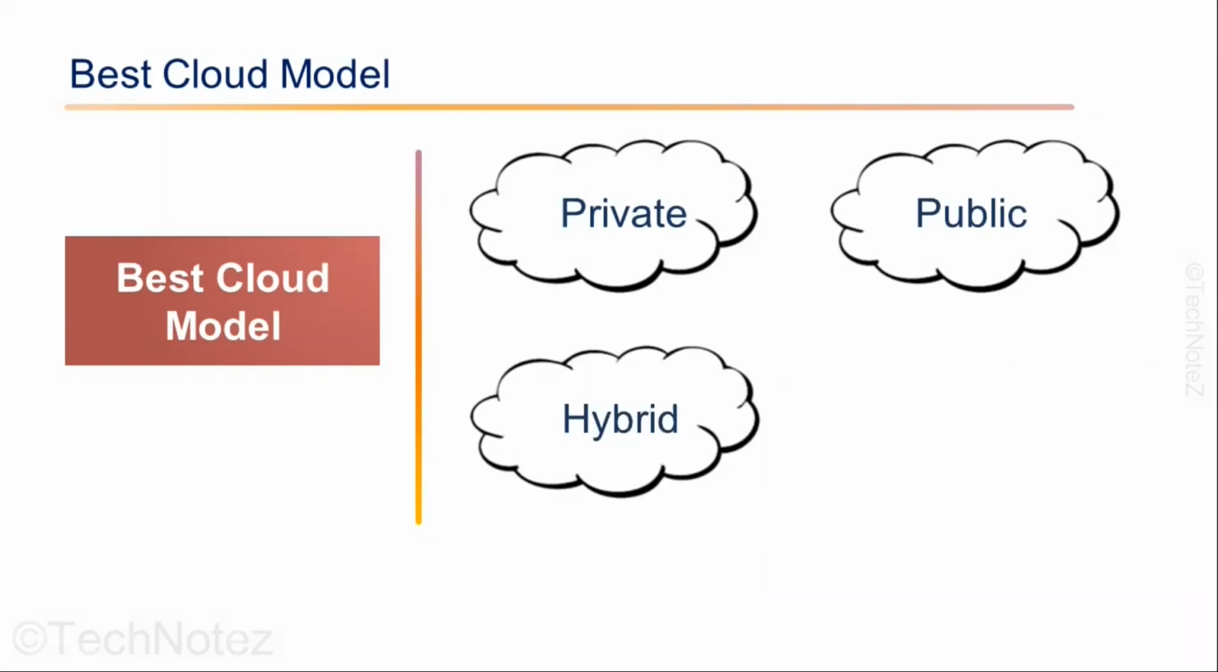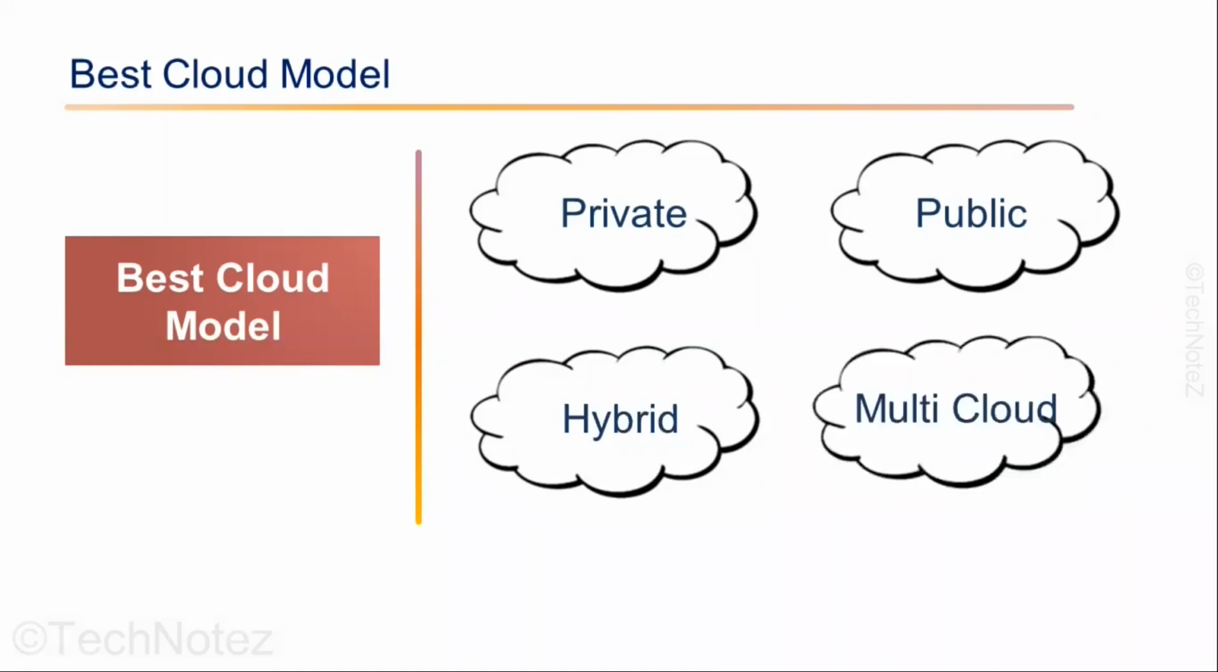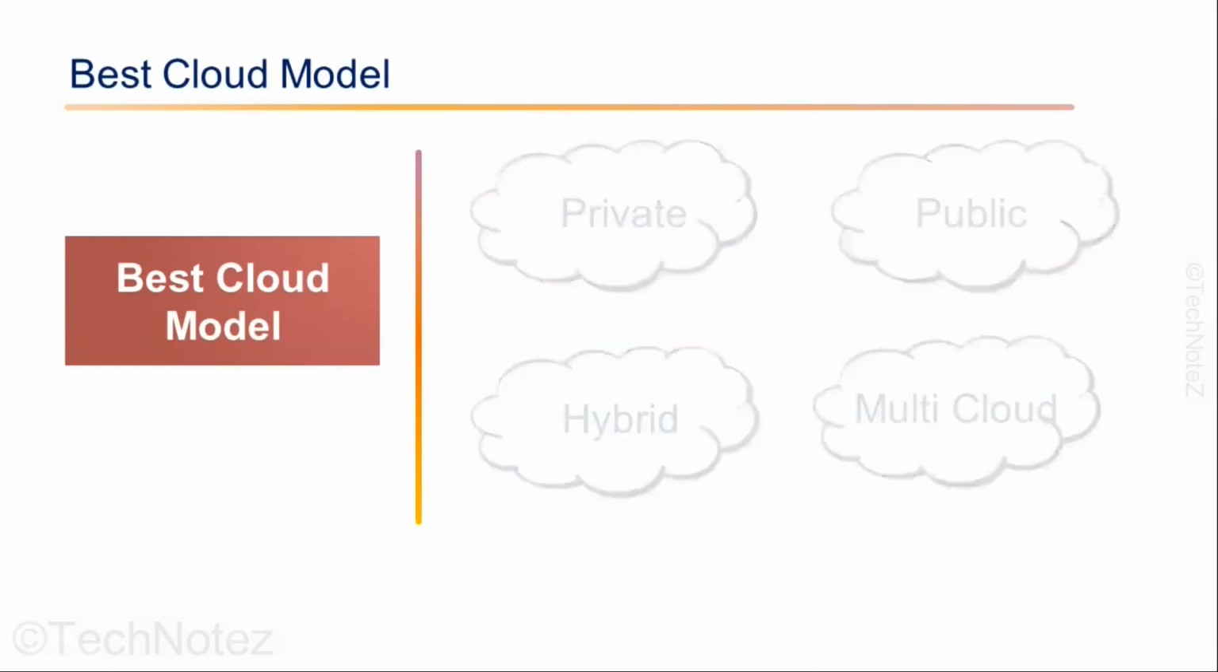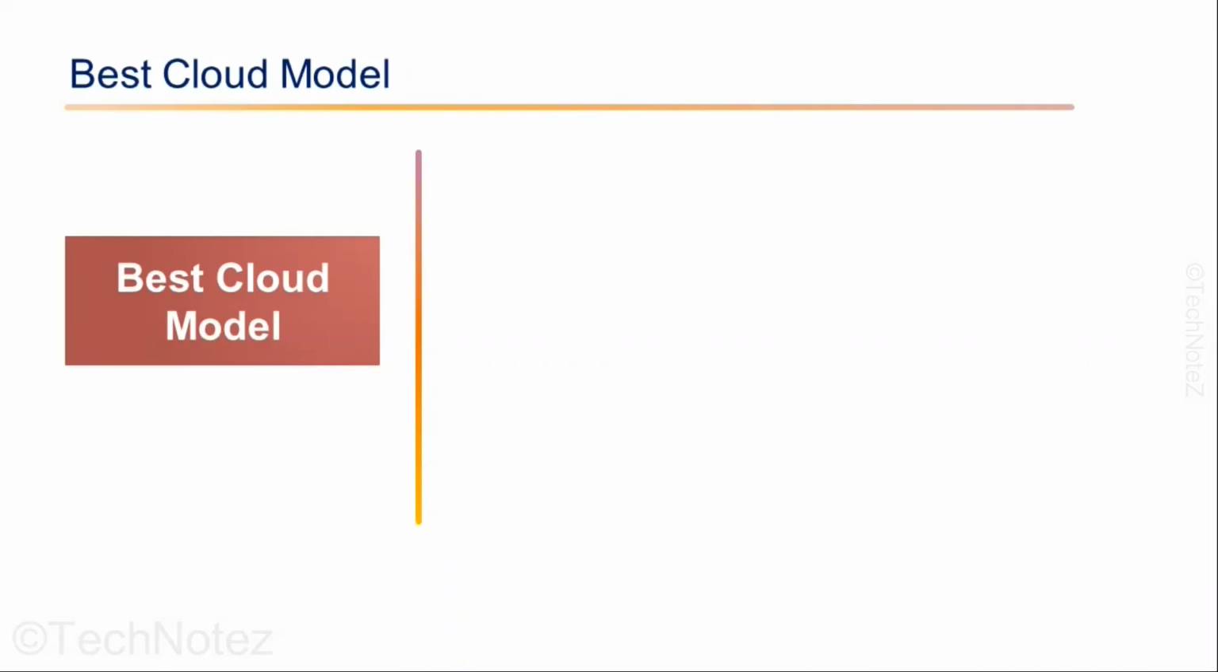Hybrid cloud is a combination of public and private cloud that enables the organization to take the benefits of both models. Multi-cloud involves multiple cloud providers, and organizations use a combination of public, private, and hybrid cloud for their applications. You can select the right cloud computing model based on scalability.